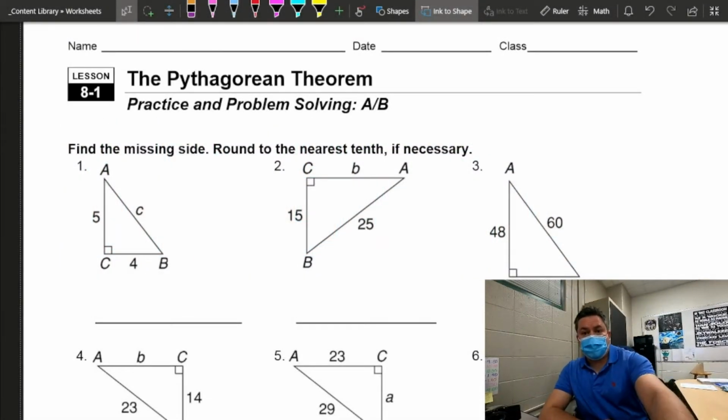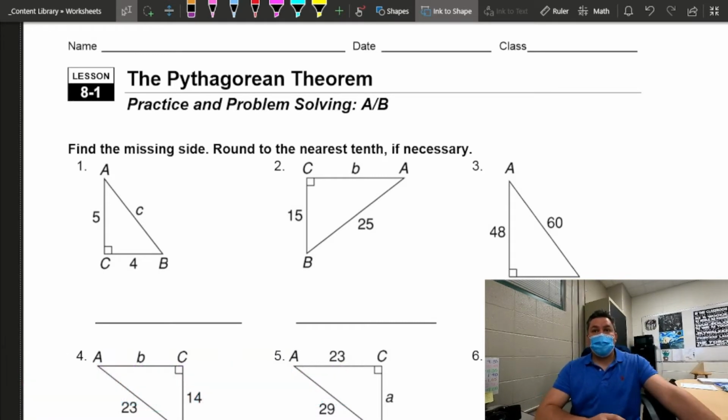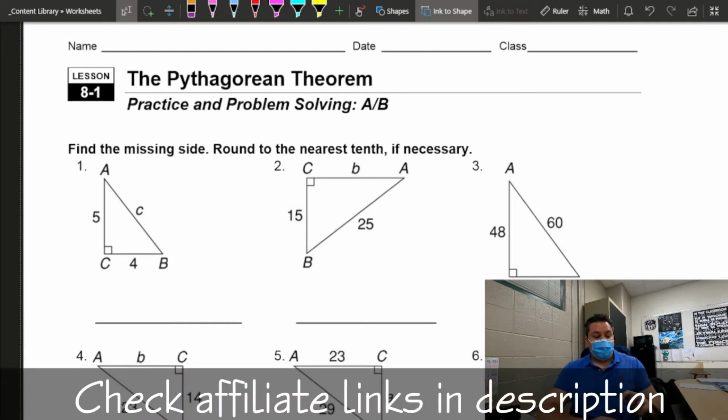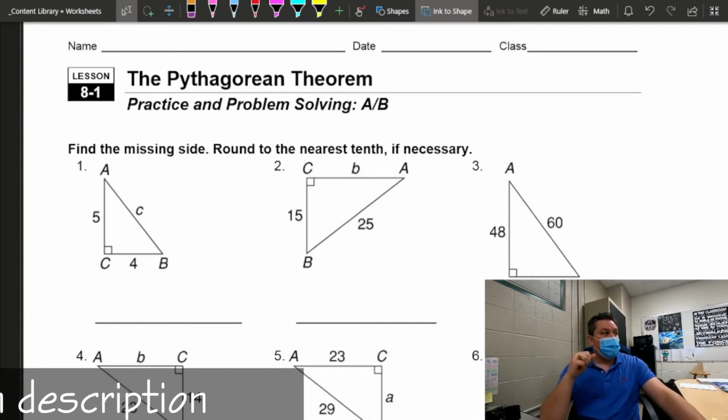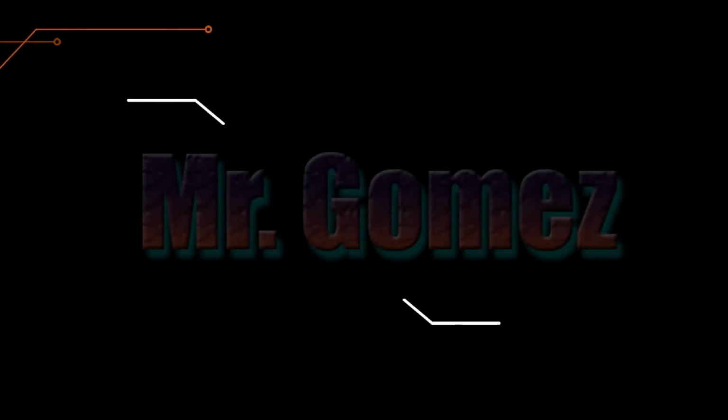Welcome back to another day of, in this case, 8th grade math. Today we're going to be talking about the Pythagorean theorem. The Pythagorean theorem is a method to find a missing length of any triangle given two sides. So if you have a triangle and they give you two sides, you should be able to find the missing length using this method.